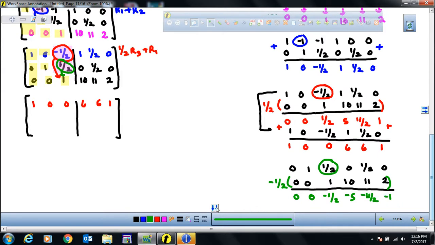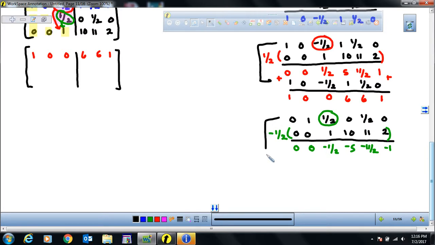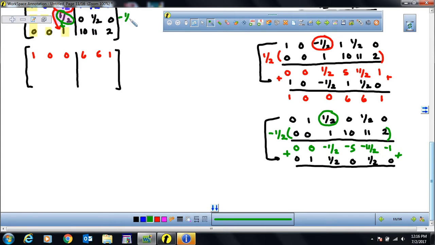So what we need to do at last is add it to this equation here: 0, 1, 1 half, 0, 1 half, and 0. And at the same time, I'm going to write the operation we used here. We multiplied the bottom row, which is the third row, by negative 1 half, and then we added it to the second row to get those new values. So that's a 0, 1, 0, negative 5.